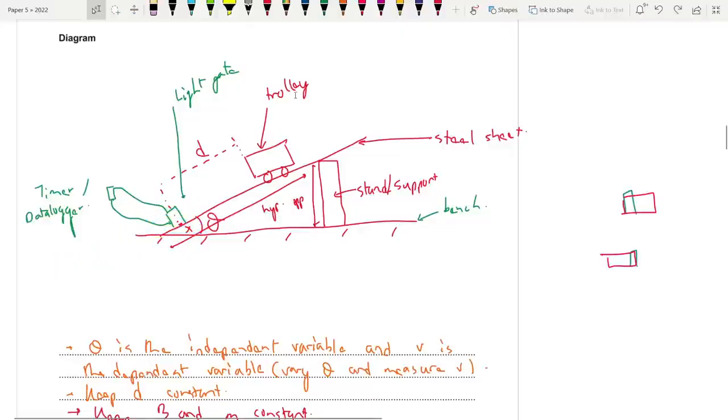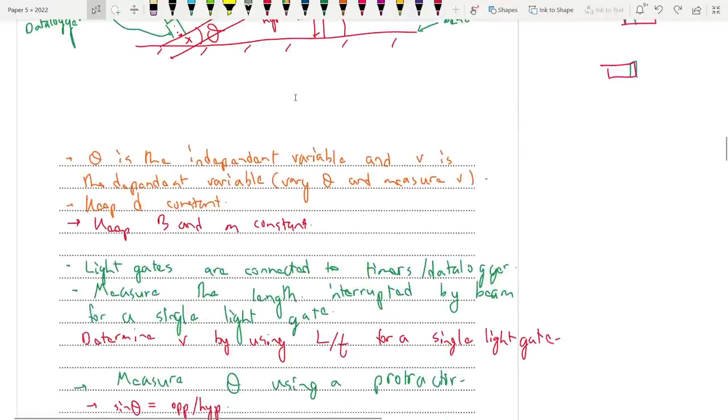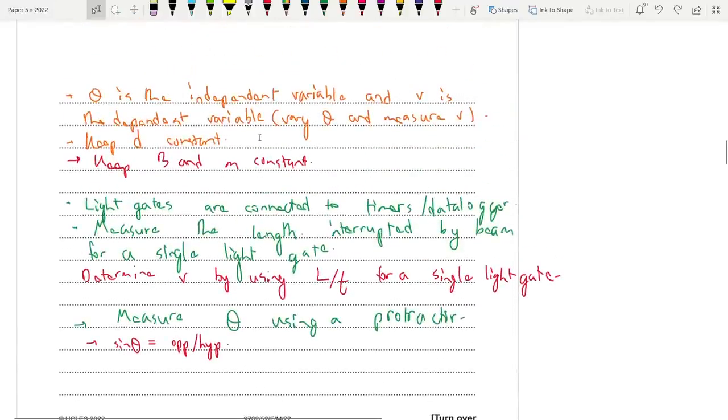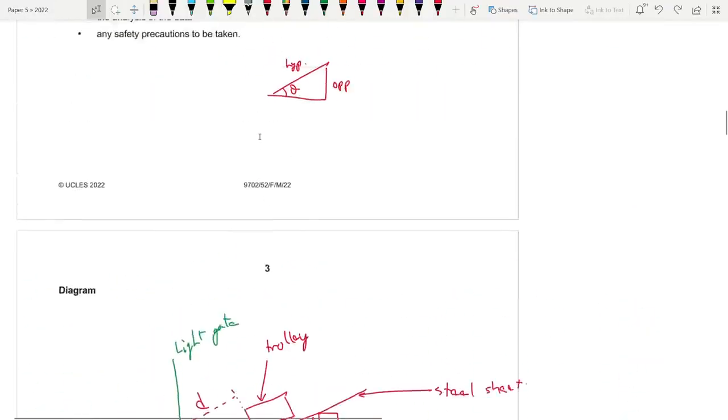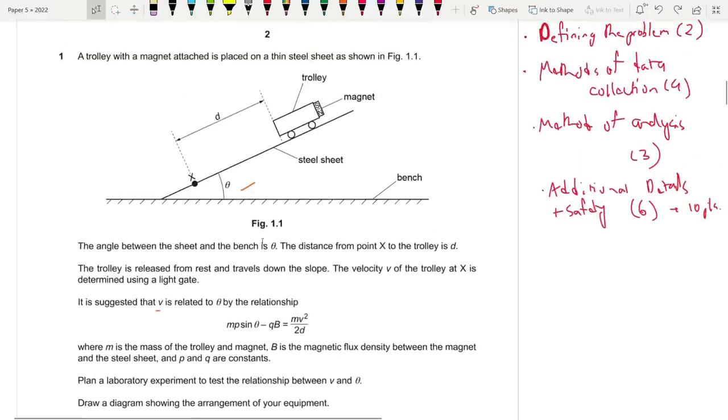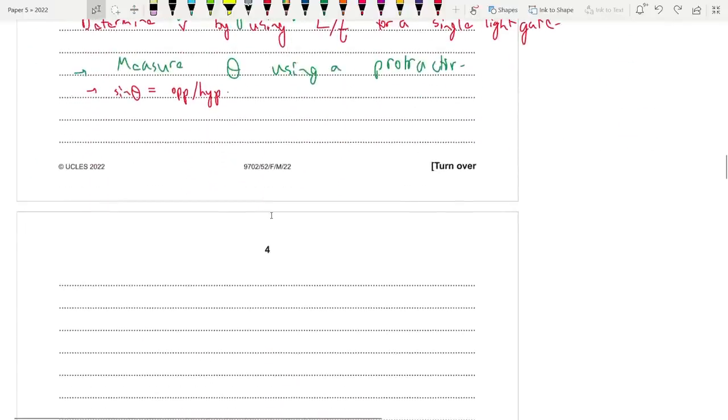I'm just erasing it for now, or else it's going to be a bit too messy. So let's write down the other additional details now, the ones that are remaining. I wrote 3 already. Okay. So you need to see if we've missed measuring anything. We haven't measured the mass, right? We haven't measured the mass of the trolley and magnet, and we also haven't measured D. So how do we do those? These are the additional details.